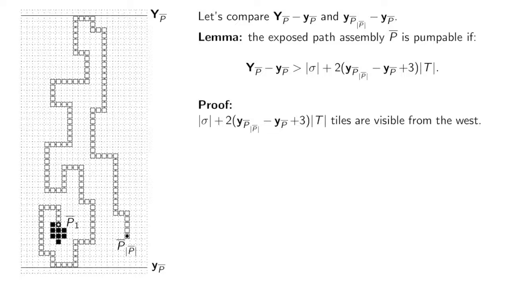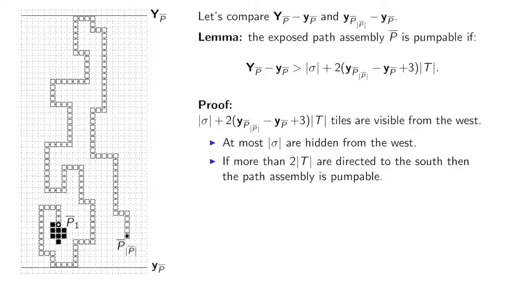We obtain a lower bound on the number of tiles visible from the west. Among these tiles, some may be hidden by the seed and some may be directed to the south. The number of visible tiles of the first kind is bounded by the size of the seed. If there are more than 2 times the size of the tile set visible tiles of the second kind, then the path assembly P does a U-turn. This result was shown in the previous video.